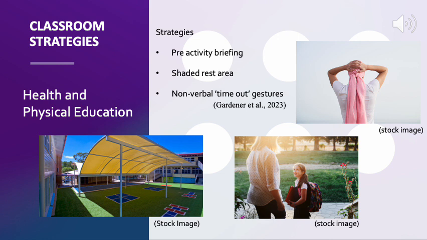Providing a shaded rest area where a chair and table are set up so Charlotte can test her blood sugar level or eat without leaving the activity completely ensures she does not feel left out. Creating a non-verbal timeout signal allows Charlotte and her teacher to use a pre-agreed gesture to signal the need for a break. This could include a hand on her head or touching of the wrist. This is a subtle and effective gesture to inform the teacher without interrupting the whole class.